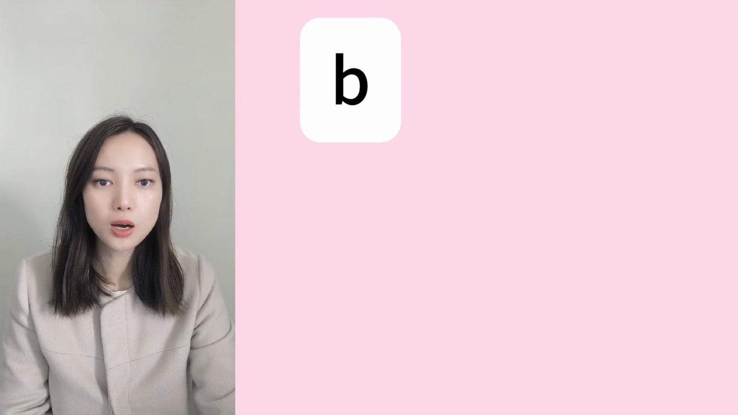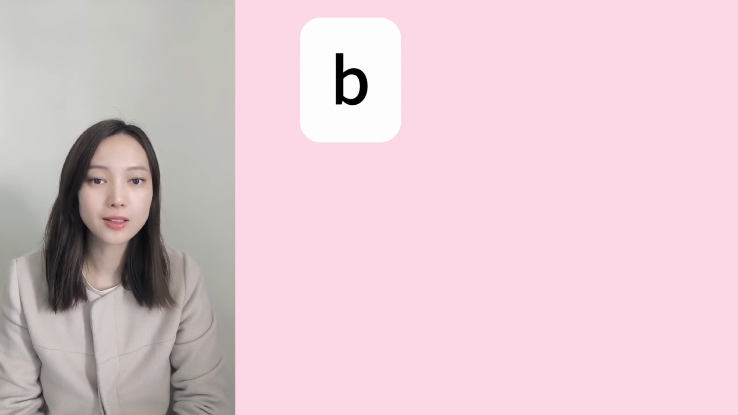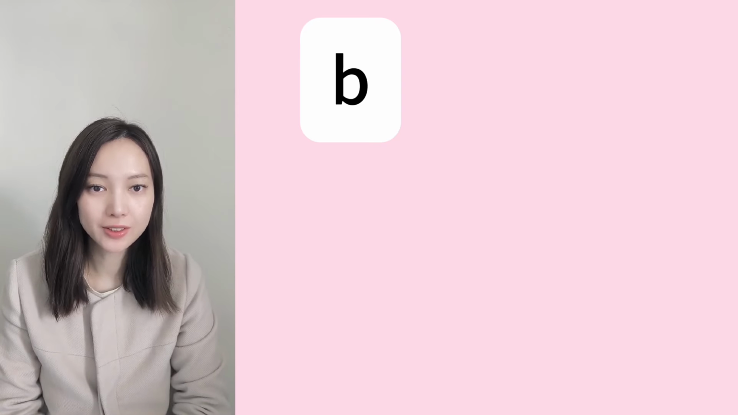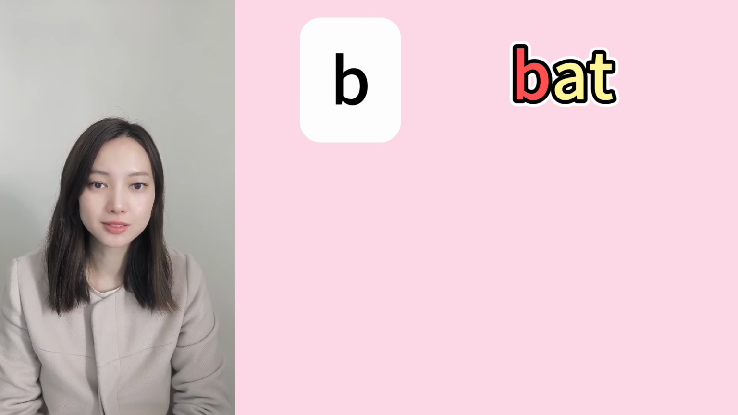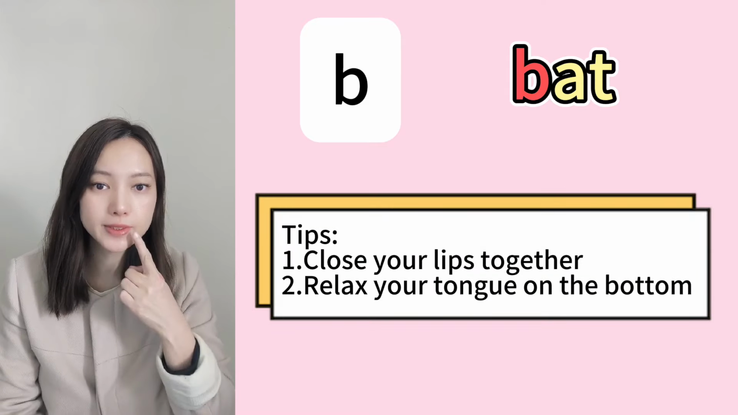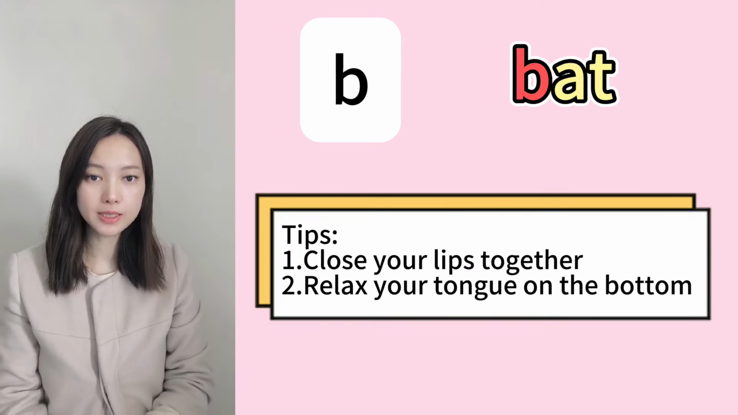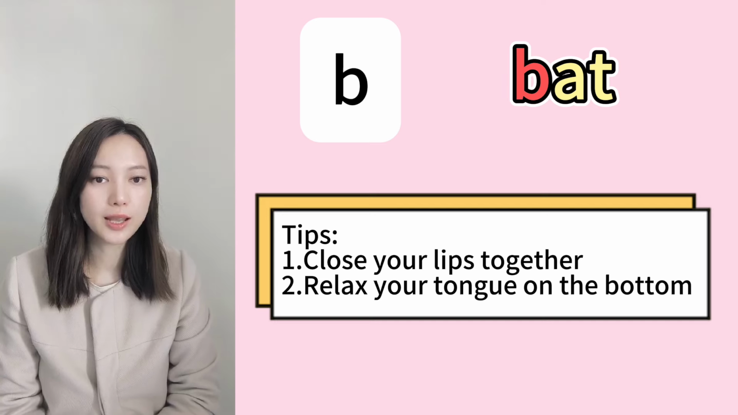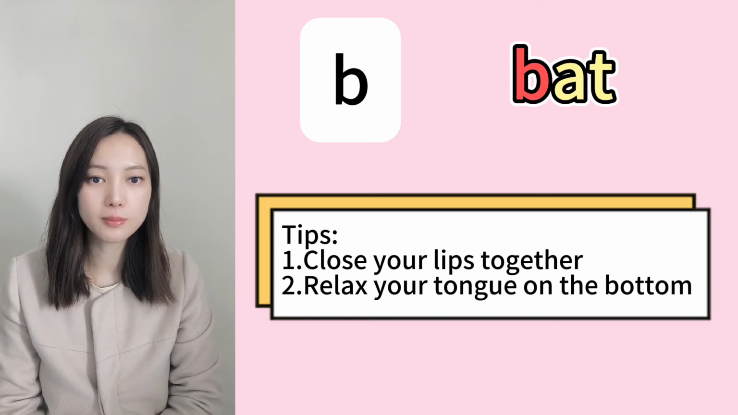Okay. 波. When you pronounce 波 here, it sounds like the letter B in the word bat. You close your lips together firmly, and your tongue is relaxed, resting on the bottom.